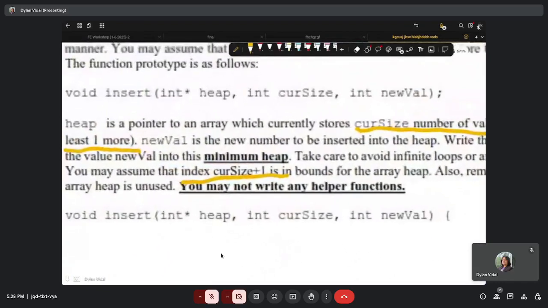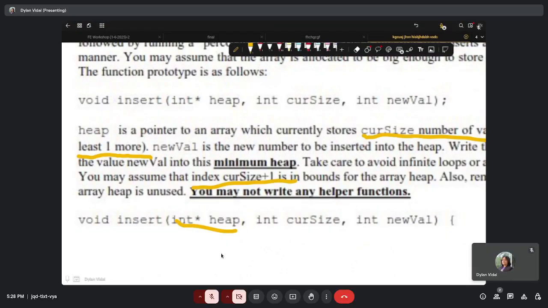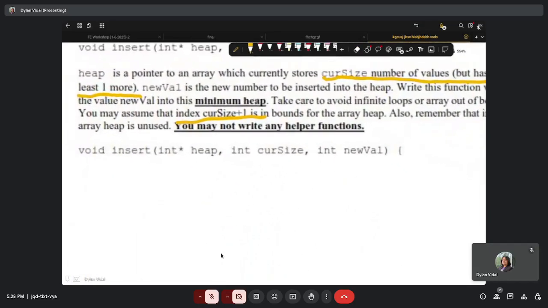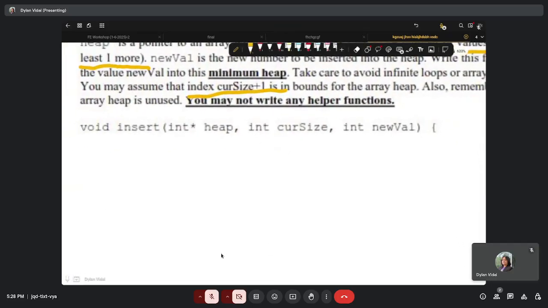Heap, I think heap is a pointer to an array. So this is just an array called heap. So first thing we do when we insert a value, any idea here? Okay, that would be right, but they told us that we have at least one more. Yeah, so put it at the end. So heap at cur size plus 1 is equal to new val.